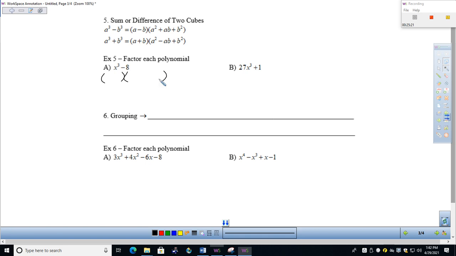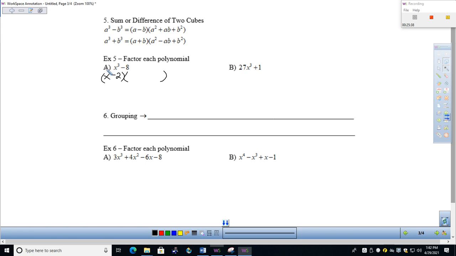And the small linear is exactly what you would think it is. It's just the linear version of this. So the cube root of x cubed is just x. The cube root of 8 is just 2. If that's minus, that's minus. So this is just the linear version of this right there.